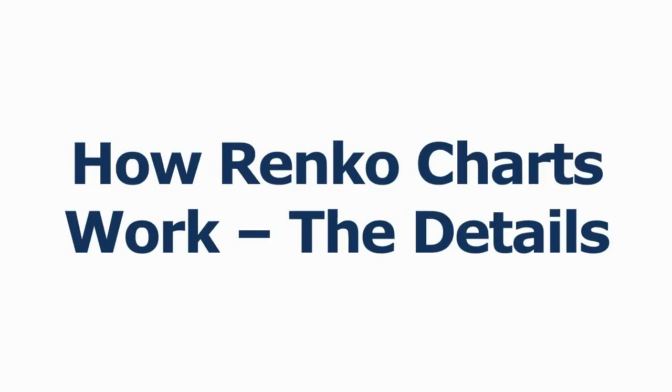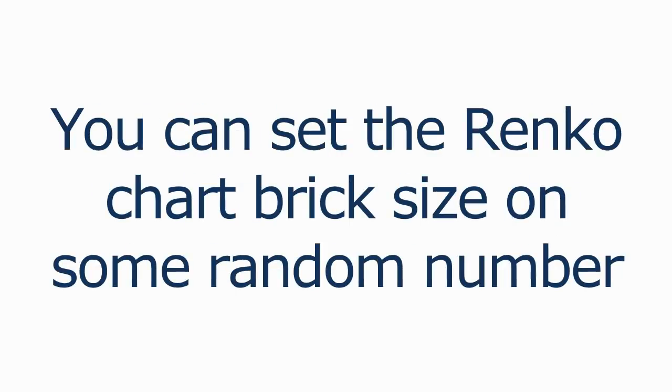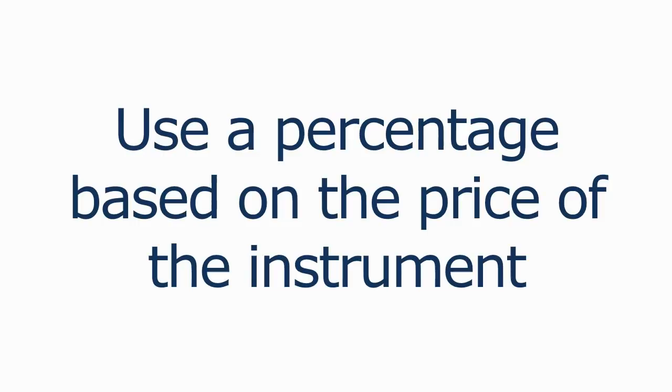Okay, so how do they work? All right, well, Renko bricks or Renko charts, they don't use time to plot. When the Renko plots, it depends on the input, which can be done in three pretty common ways. You can set the brick size of the Renko chart by using the ATR method, and that uses market volatility. And it's generally a 14-period average true range. You can use some random number. You can use a percentage based on the price of the instrument that you're trading.